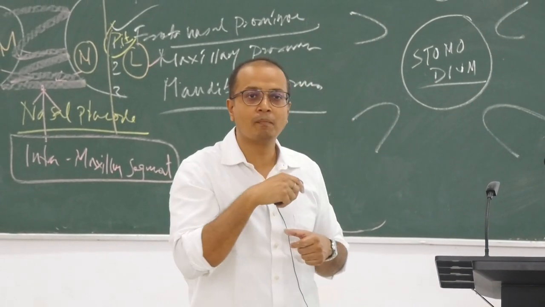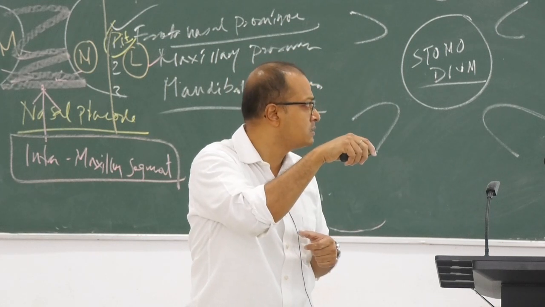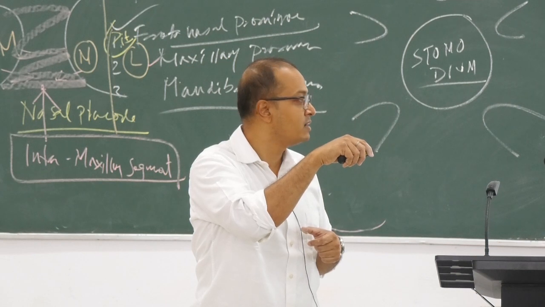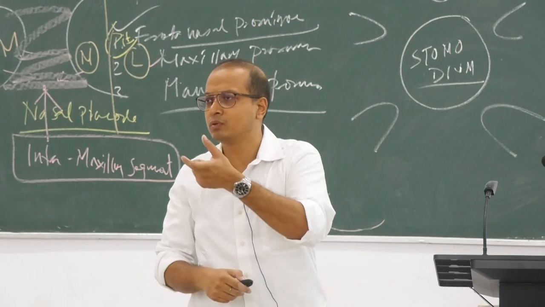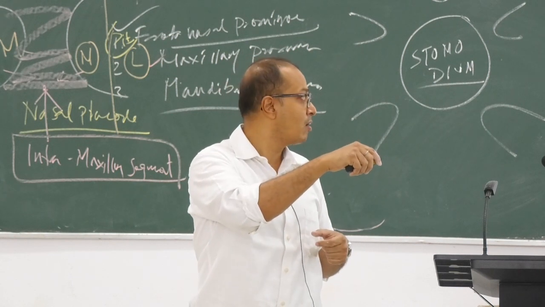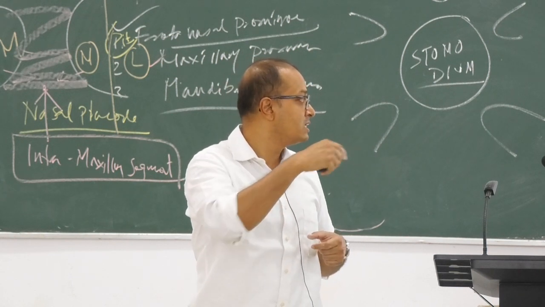Which is known as mandibular prominence. Right side mandibular prominence, left side mandibular prominence. Forms around this particular black shadow over here. What is the black shadow? Future mouth. So this part we call the stomodeum. So around the stomodeum, this phenomenon is taking place.